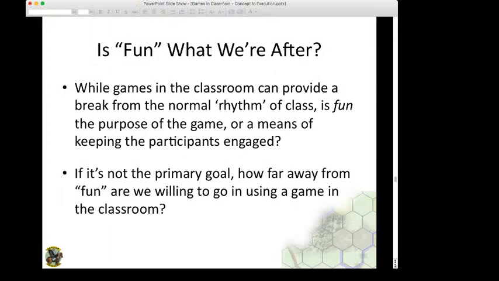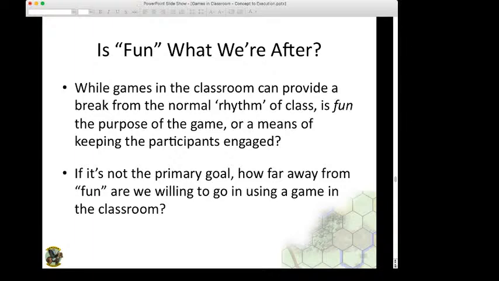But the real question is, is fun actually what we're after? While there's a certain school of thought that says folks who are having more fun retain the information a little better because they're paying more attention, there may be times where you just can't make things fun. And that's okay, because part of what games in the classroom are doing is they're a break from that normal rhythm of class. So is fun necessarily the purpose of the game, or is it simply something we hope for in order to maintain engagement with our participants?